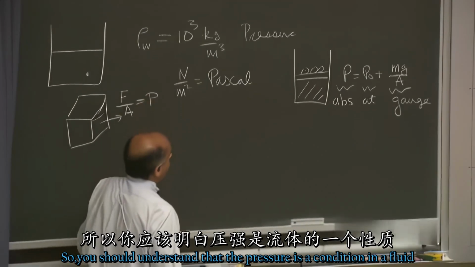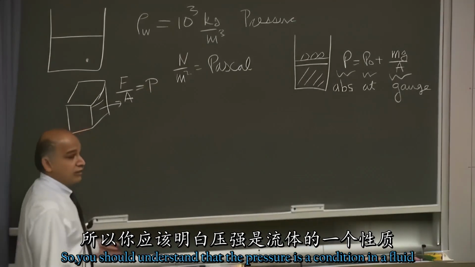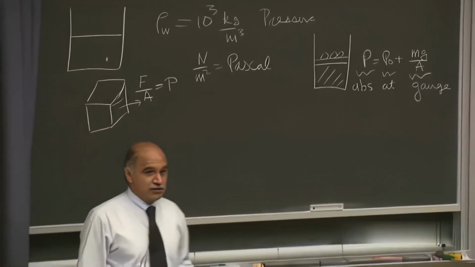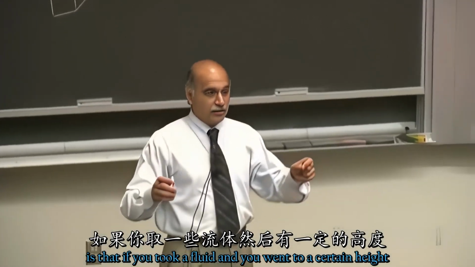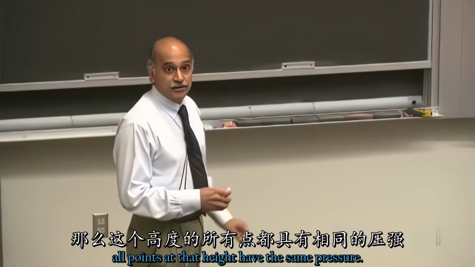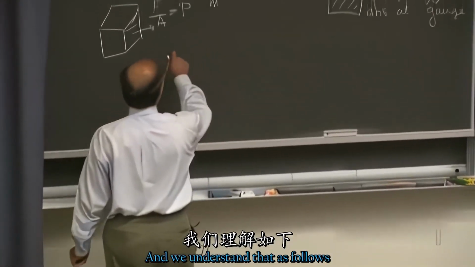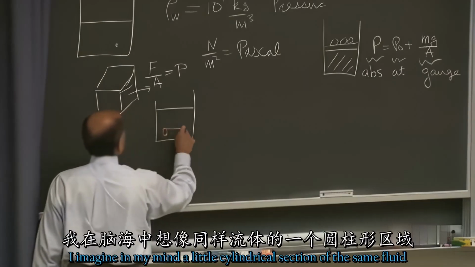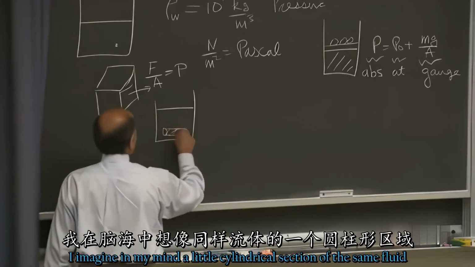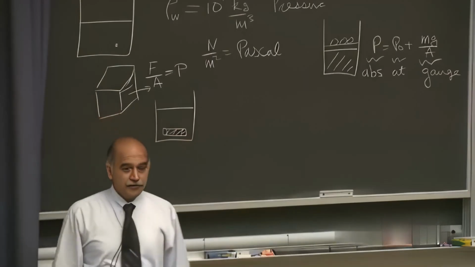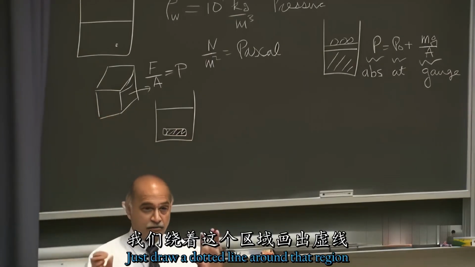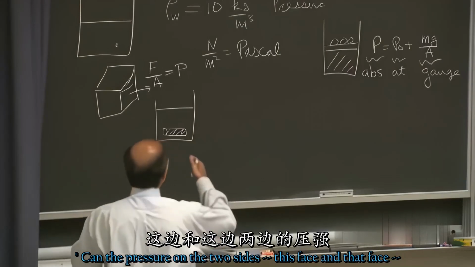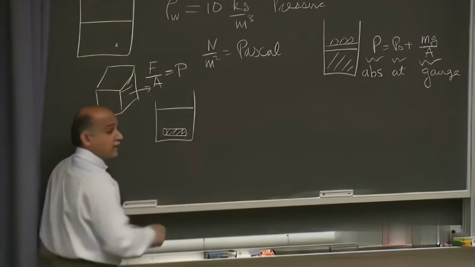So you should understand that the pressure is a condition in a fluid. And one of the important properties of pressure is that if you took a fluid and you went to a certain height, all points at that height have the same pressure. And we understand that as follows. So I go to this fluid. I imagine in my mind a little cylindrical section of the same fluid. Just draw a dotted line around that region and focus on that little chunk of fluid and ask, can the pressure on the two sides, this face and that face, be different?